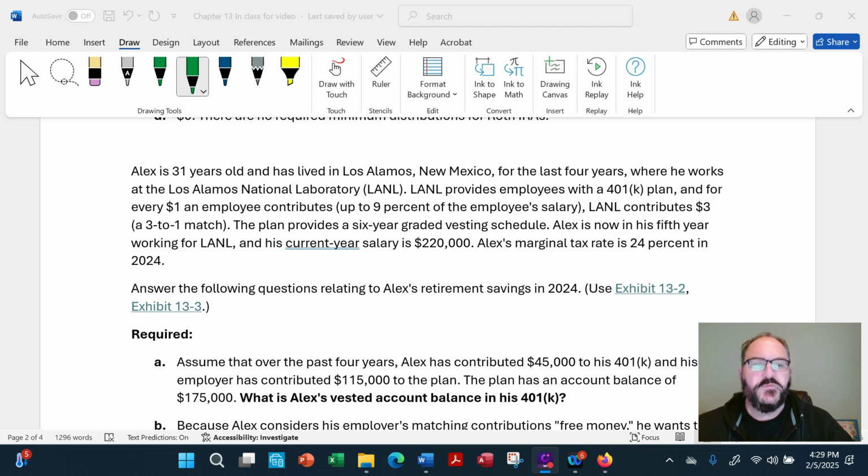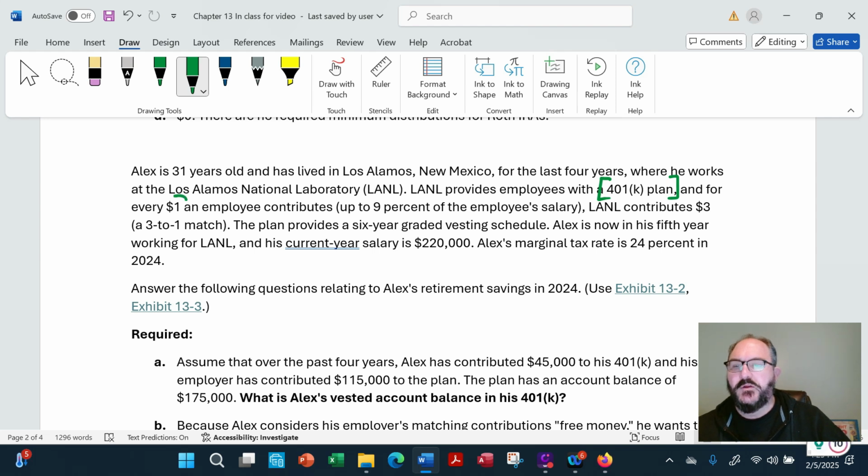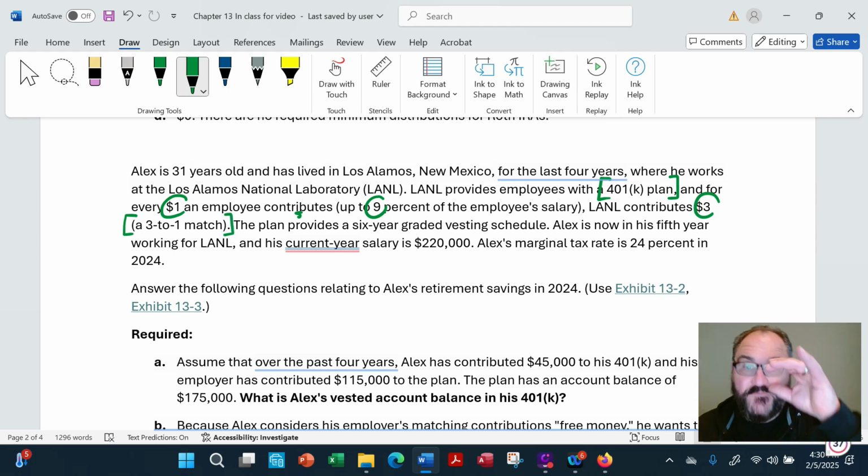That's good. Okay, they have a 401k plan, and for every $1 the employee contributes, up to 9%, they contribute $3. So that's a 3 to 1 match. So this is what I'm saying. Anytime somebody's going to give you $3 for every dollar you invest, you do it, to the max. All right. Then it says it's a 6-year graded vesting schedule.